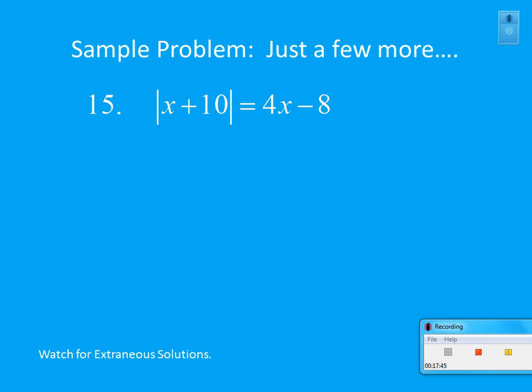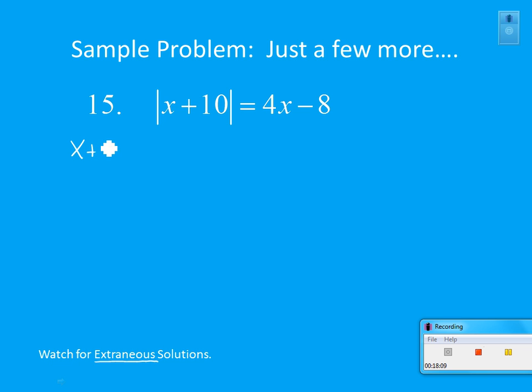When there's a variable on both sides, the steps are the same, but we have to watch out for what's called extraneous solutions. I've got those written right down there. An extraneous solution means you've done the work and got the answer, but it may not fit into the problem. So here's the steps, just like what we've been doing.